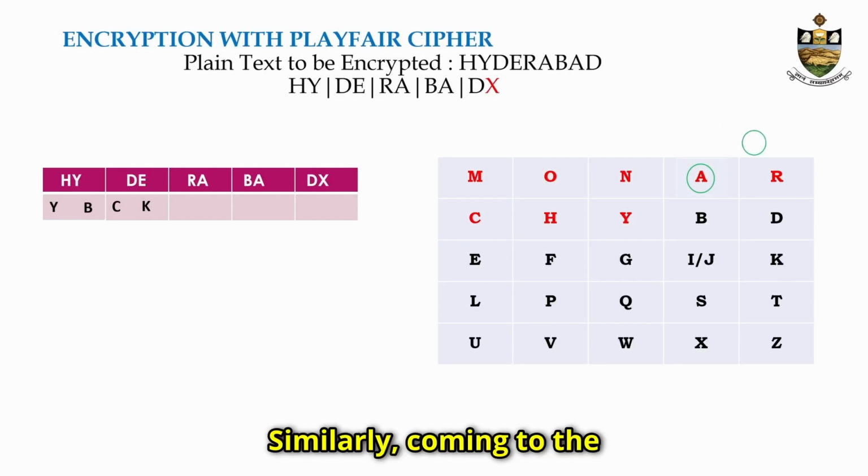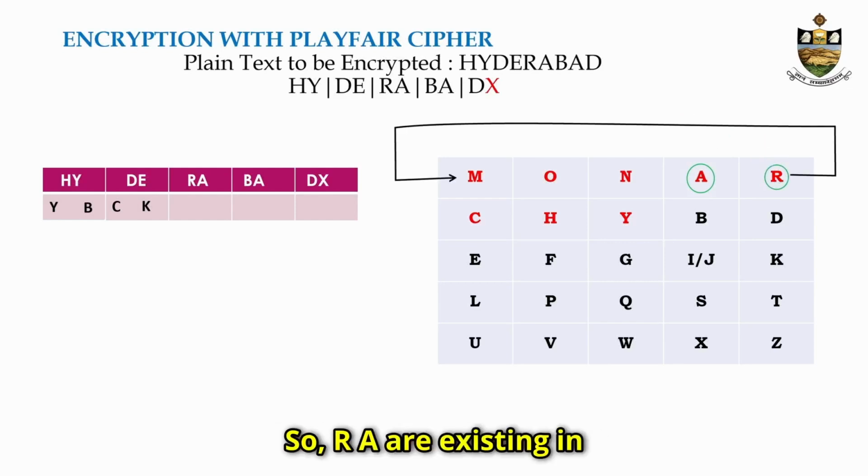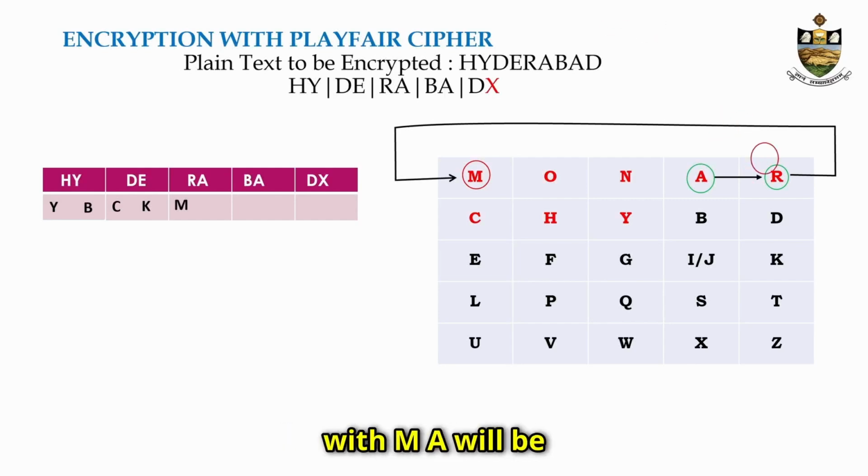Similarly, coming to the next pair of letters, RA. RA exist in the same row. Coming to R, the right side letter, here the circular movement will be done. There is no letter on the right side of R. But by taking the circular movement, we get the right side letter of R is M, whereas the right side letter of A is R. Therefore, R is replaced with M, A is replaced with R.